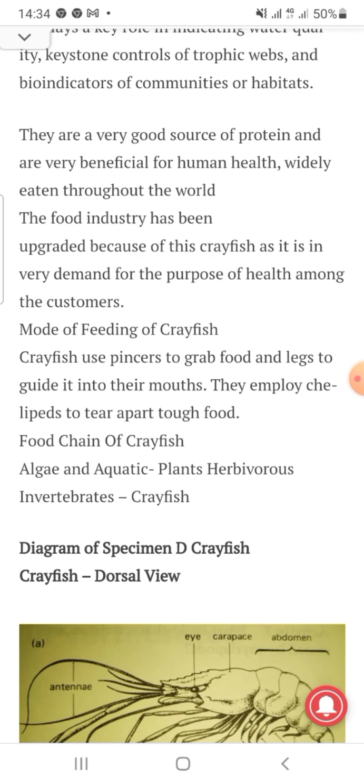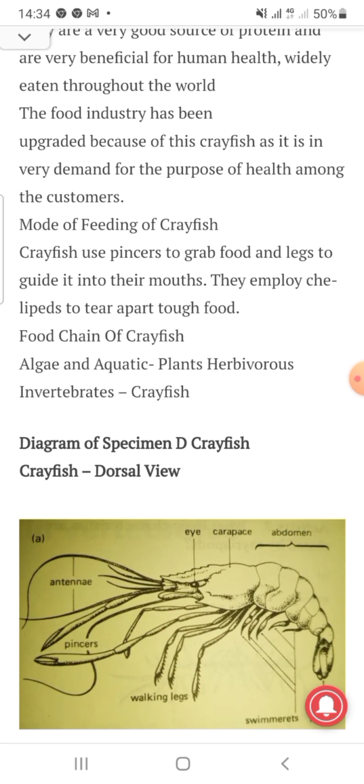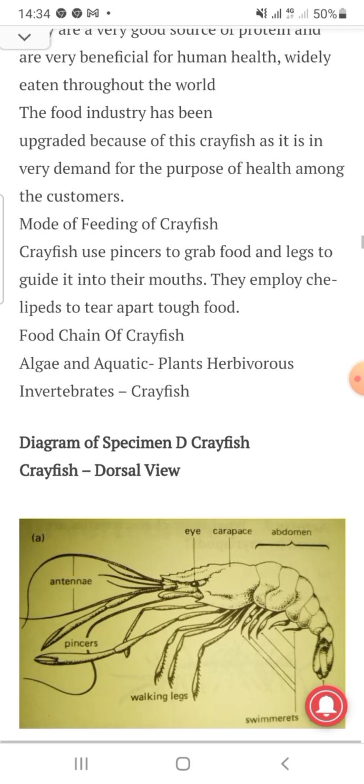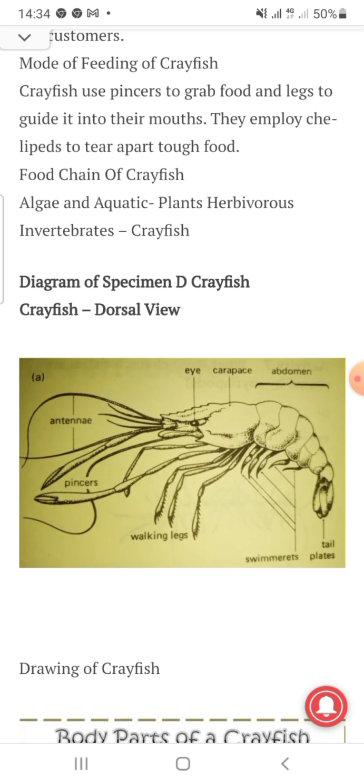Mode of feeding of crayfish. Let's look at the mode of feeding of crayfish. Crayfish use pincers to grab food and legs to guide it into their mouth. They employ maxillipeds to tear apart tough foods. Let's look at the food chain of crayfish. Food chain of crayfish. Algae and aquatic plants, herbivorous invertebrates, then crayfish.